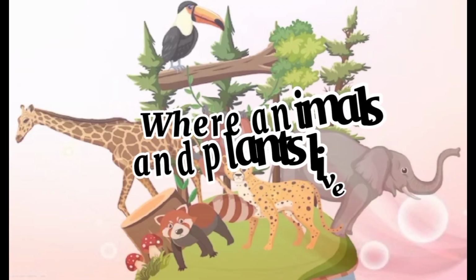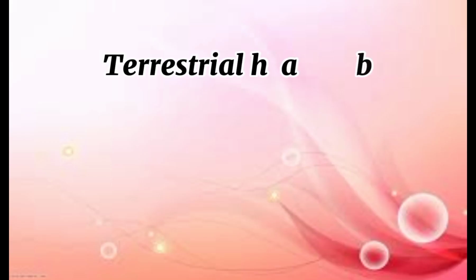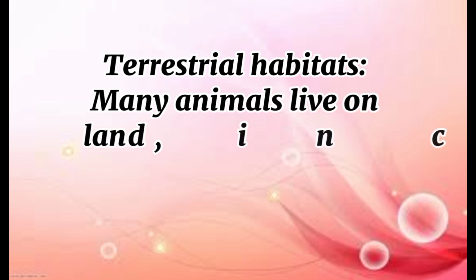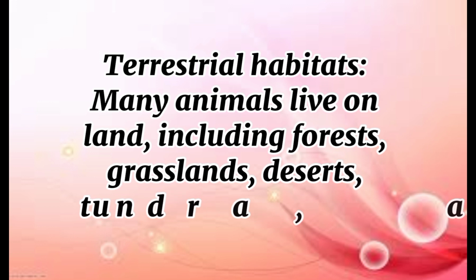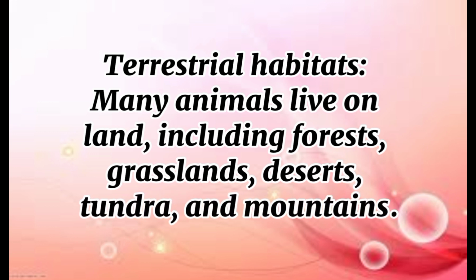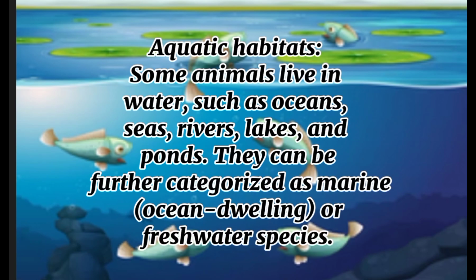Where animals and plants live. Terrestrial habitats. Many animals live on land, including forests, grasslands, deserts, tundra, and mountains. Aquatic habitats. Some animals live in water, such as oceans, seas, rivers, lakes, and ponds. They can be further categorized as marine, ocean-dwelling, or freshwater species.